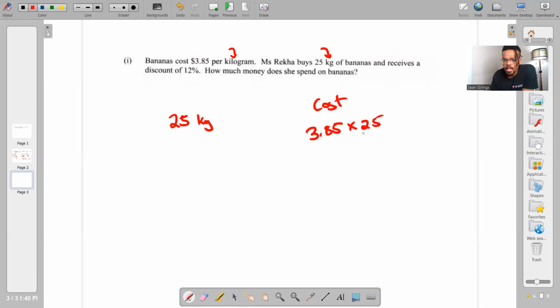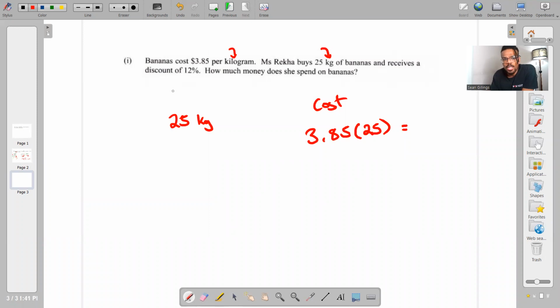In math, they don't like to write the multiply sign over and over, so we write it how you typically would see it, either as a dot or as a bracket. When they're married together like this, it just means they're multiplying together. If I multiply these two things, I get the total cost.